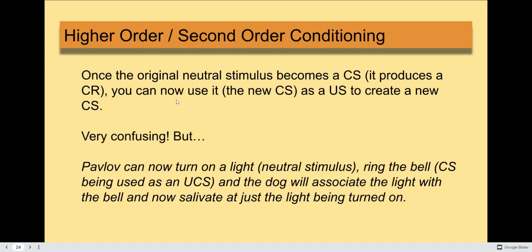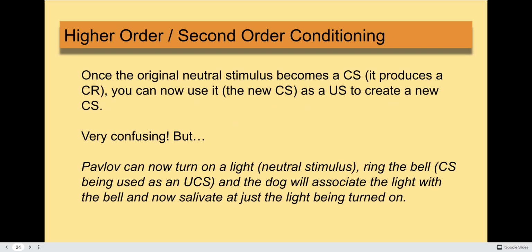Okay, we're going to move on to higher order or second order conditioning. Let's take that original neutral stimulus. Remember, the neutral one is one that you would normally not elicit a negative response. So in this case, it might be the bell, right? Pavlov's bell was neutral. Once the original neutral stimulus, like the bell, becomes a conditioned stimulus, the dog learns that the bell means food, and food causes the dog to salivate. So the dog salivates at the sound of the bell.